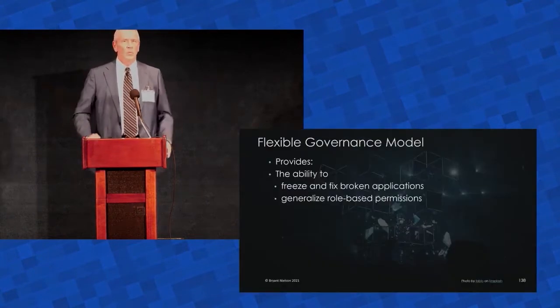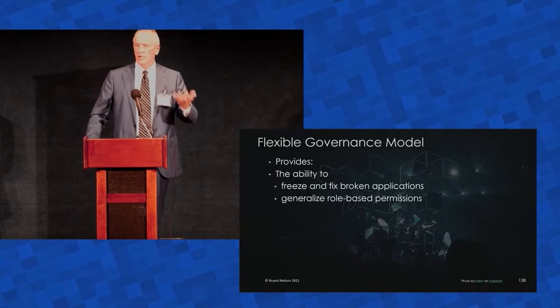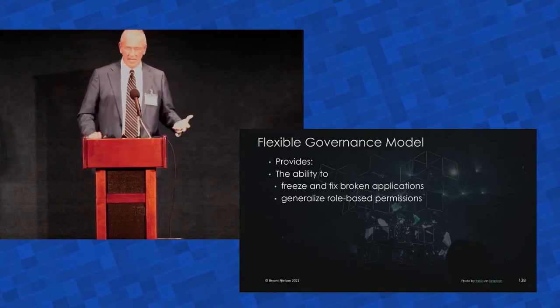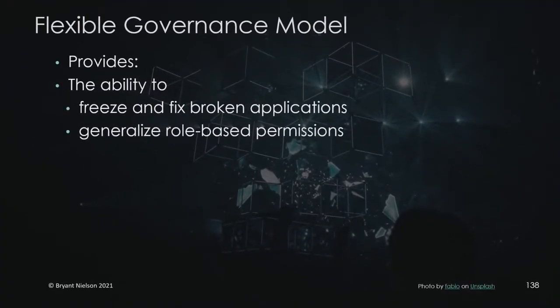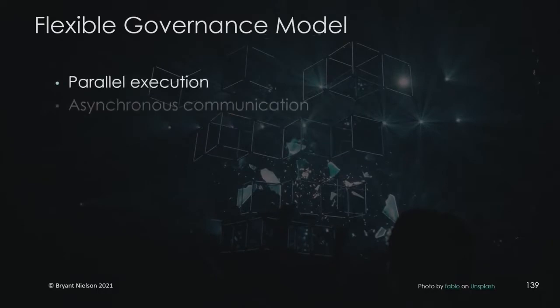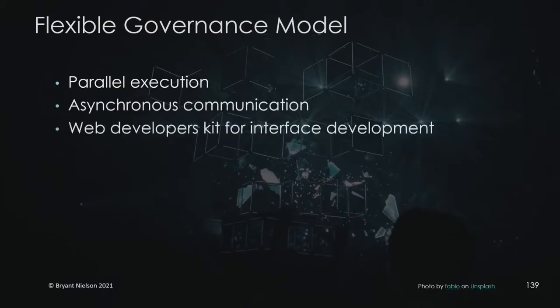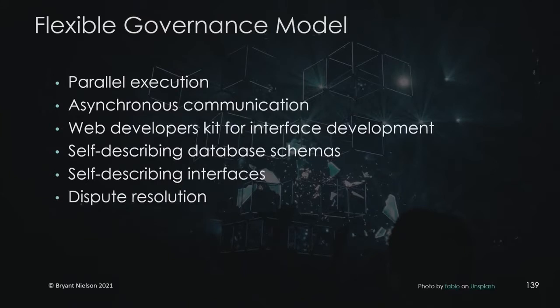Now, we are dealing with the second element of that trilemma, and that is governance. Governance provides us with the ability to do things. In an ideal world, governance allows us to freeze and fix broken applications. It also creates a role-based permission system so that we can go in and assist people in the process. It also gives us the ability to have parallel execution, asynchronous communication. You can have web developer kits that are out there. You have self-describing database schemas. You have self-describing interfaces. You have dispute resolution.